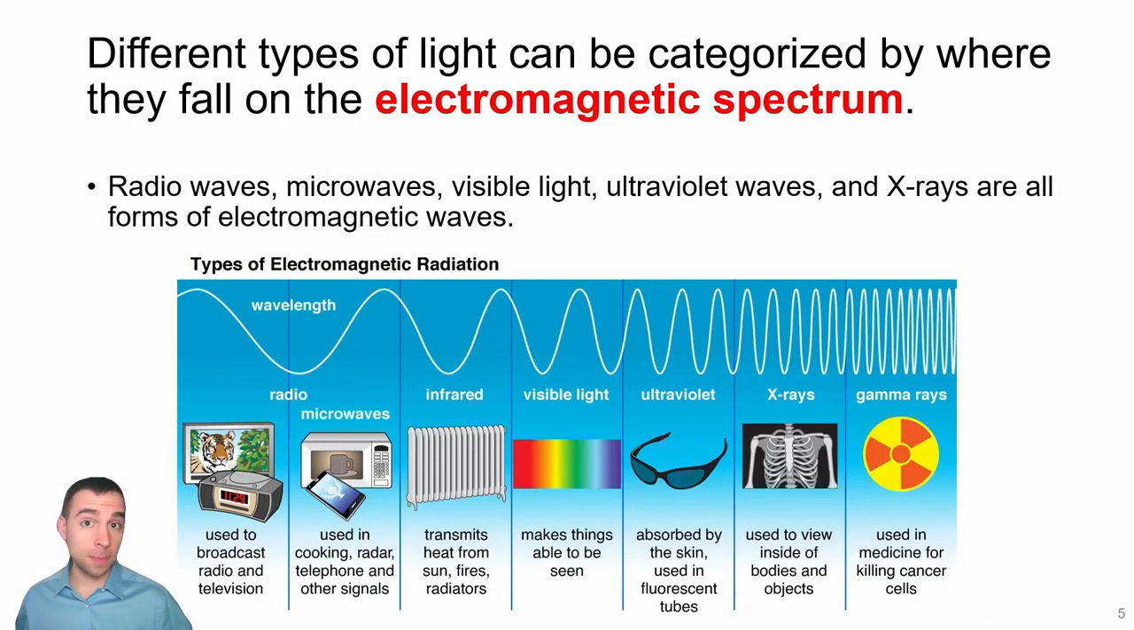There are many different types of light, and we categorize these types of light by where they fall on the electromagnetic spectrum. We use this spectrum to categorize all kinds of different types of light waves, like many waves that you've heard of, like microwaves, radio waves, visible light, like the colors that you see in a rainbow or in flowers, and also ultraviolet waves or X-rays are also all forms of light waves.